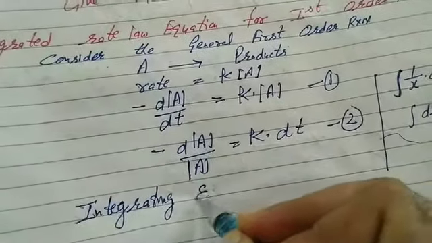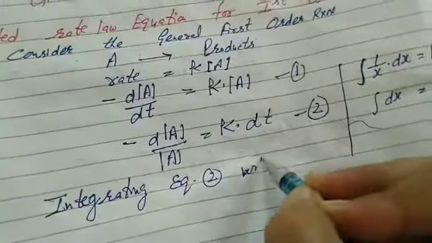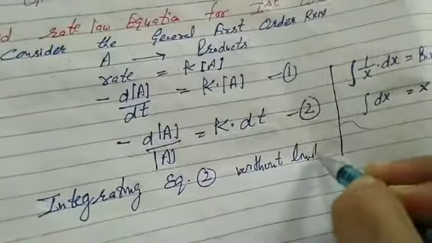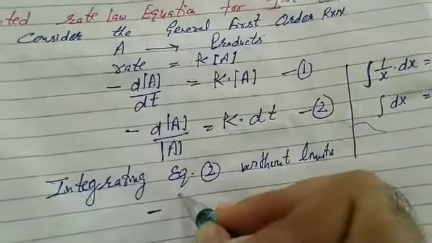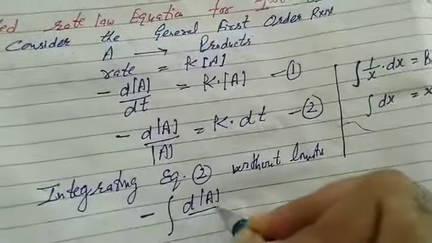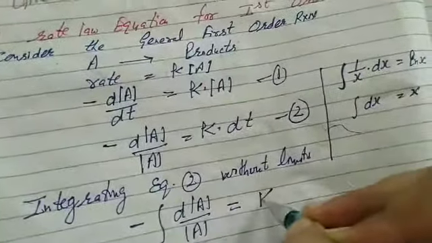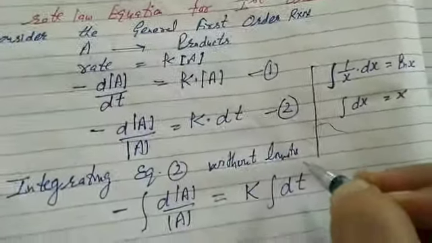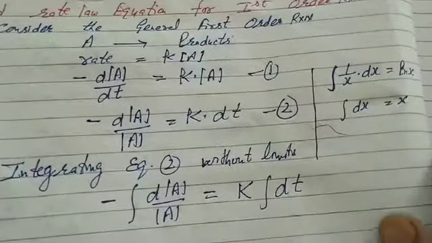Already you have studied integration in maths. Integrating equation 2 without limits. That's the second equation, students. Minus sign will remain outside: minus dA upon A. K is constant, so it also remains outside, into dt. When we integrate, equation 2 becomes minus dA upon A is equal to K into dt.